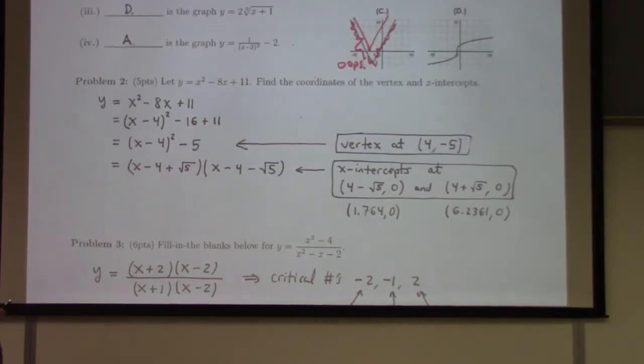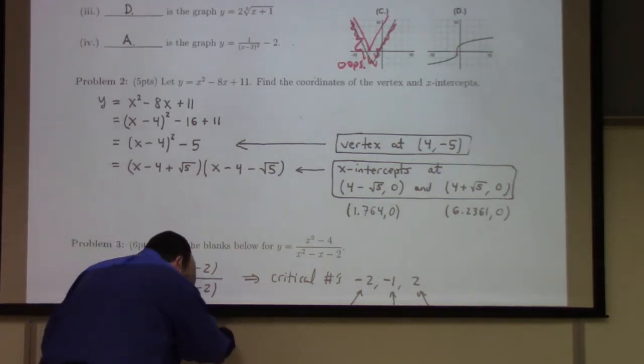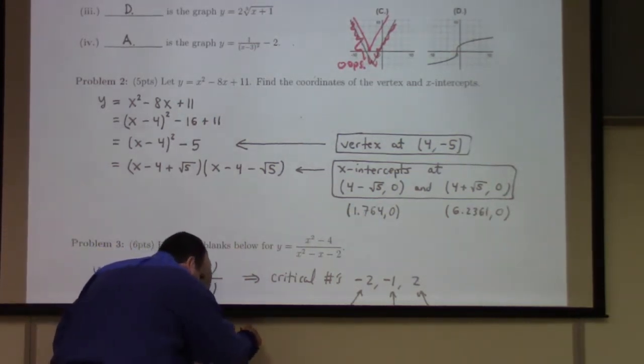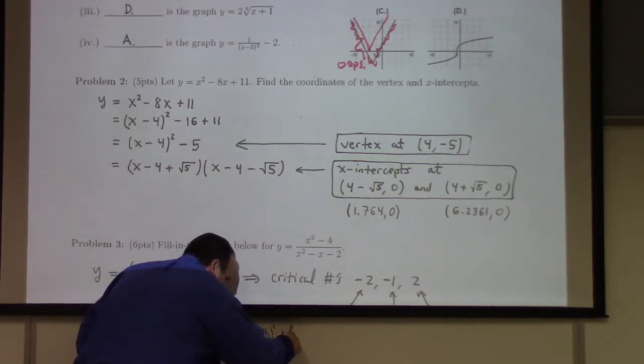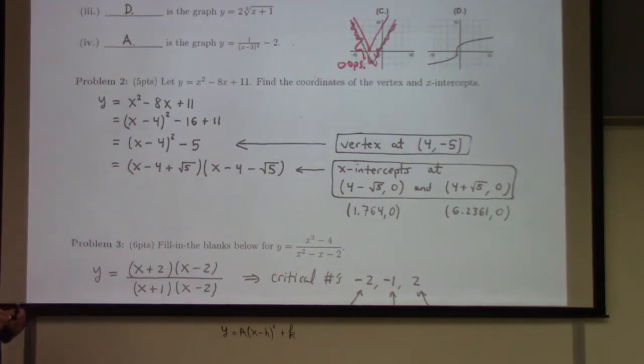Once you get minus 5, at this point, you have the vertex format, right? What's the vertex format for a parabola, remember? y equals a times (x minus h) squared plus k, right? So if you have that pattern, you can compare that pattern to what you have and read from it h and k. So I look at this, I look at that, and I see, aha, h is equal to 4, k is equal to minus 5, right?